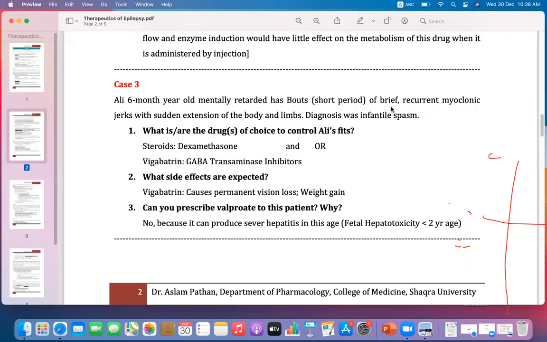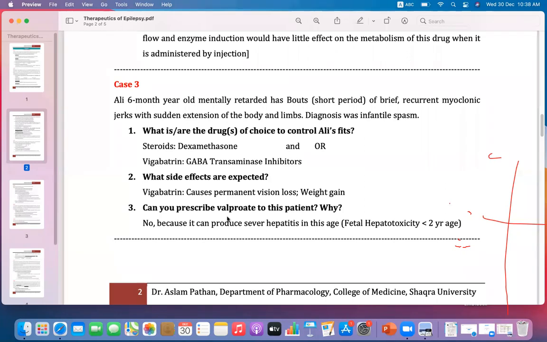So here you have to remember the infantile spasm. If there is an infantile spasm, the preferred treatment is the steroid dexamethasone and vigabatrin, that is a GABA transaminase inhibitor. What are the side effects? Vigabatrin can cause permanent vision loss or maybe weight gain.